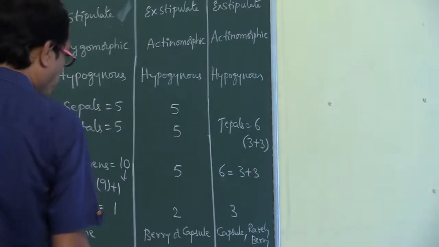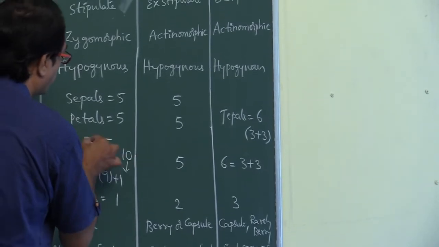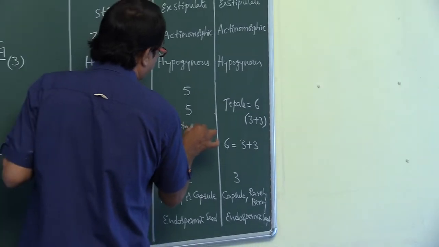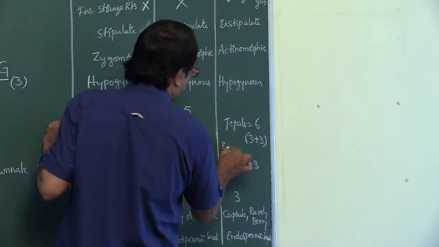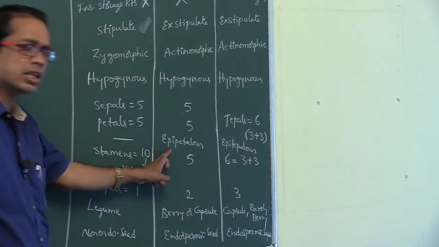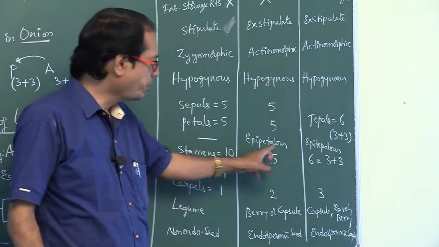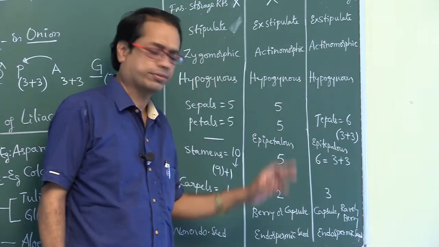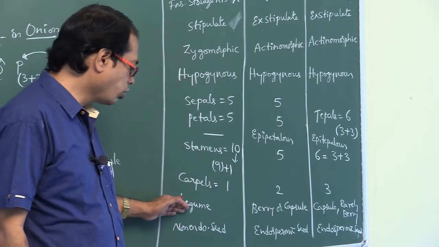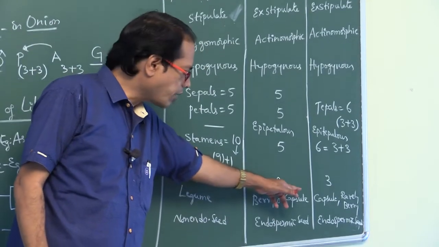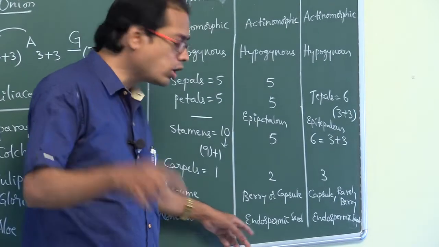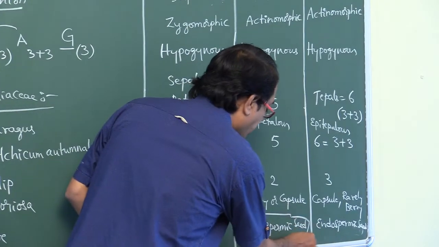And one more point you have to remember, my dear students. Here normal condition, here epipetalous. Here in Liliaceae, epitepalous. Epipetalous is found in Solanaceae. Epitepalous is found in Liliaceae. Carpels 1, here 2, here 3. Fruit: legume in Fabaceae, berry or capsule in Solanaceae, capsule rarely berry in Liliaceae. Non-endospermic here, here it is endospermic. This is important, a special character.